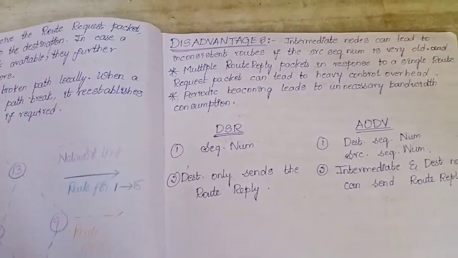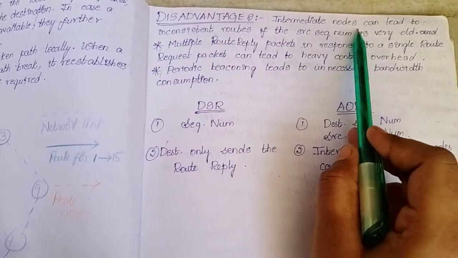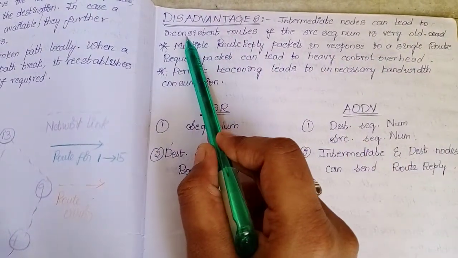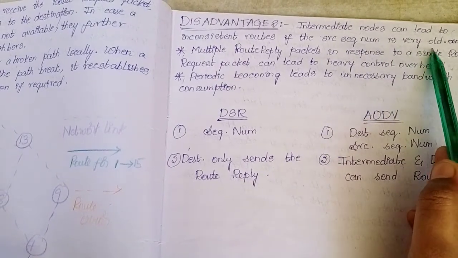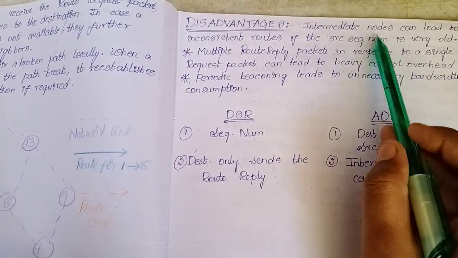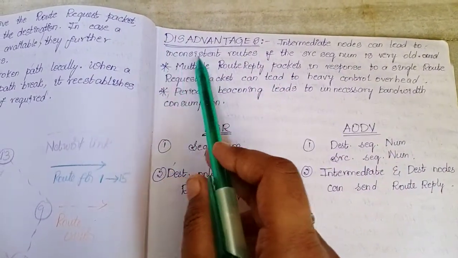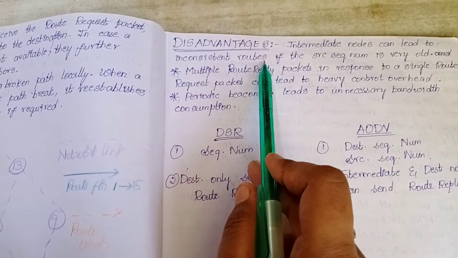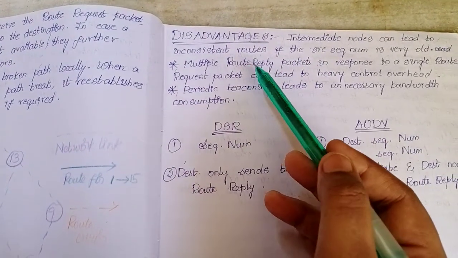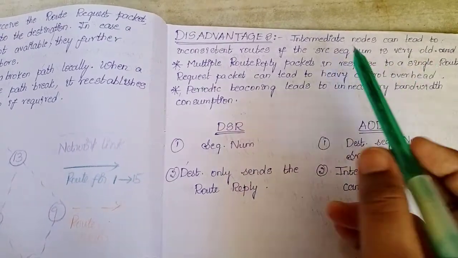These are the disadvantages. Intermediate nodes can lead to inconsistent routes if the source sequence number is very old. Intermediate nodes means the nodes between the source and the destination. It will lead to inconsistent routes, meaning not a good one. They might have broken links if the source sequence number is very old.